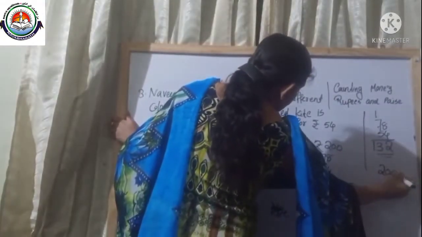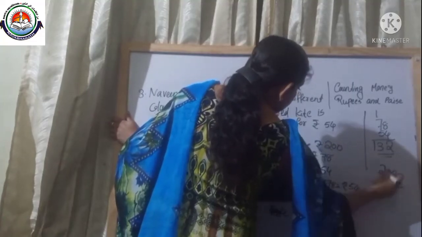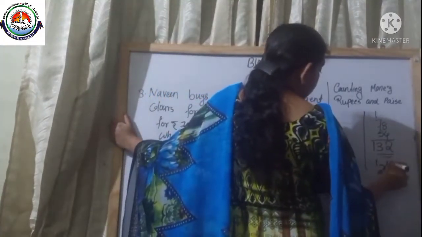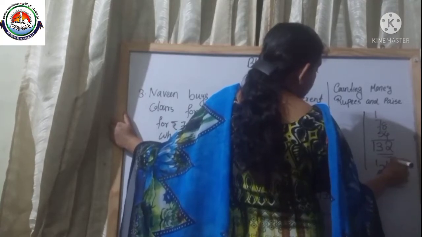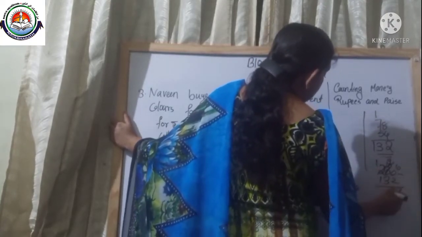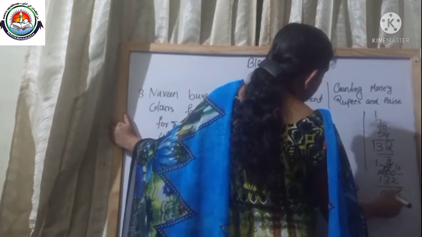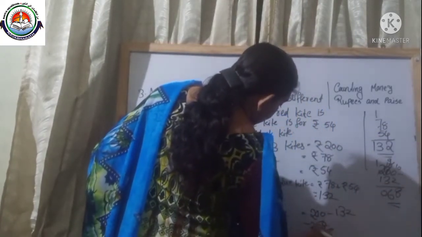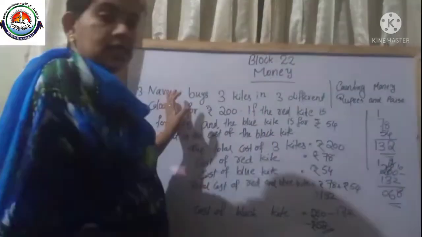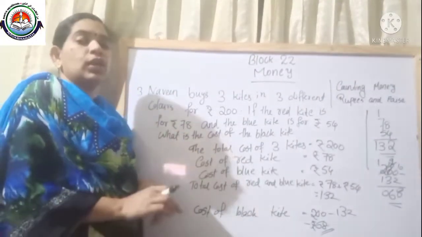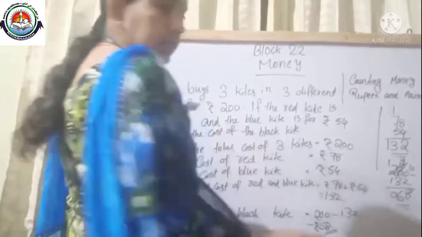So find out the answer. 200 minus 132. This 2 becomes 1. This 0 becomes 10. From this 10 we are taking 1 to here. This becomes 9. Here 10. 10 minus 2, 8. 9 minus 3, 6. 1 minus 1, 0. So 68 rupees. The cost of the black kite is 68 rupees. Is it clear? Okay. The next step.